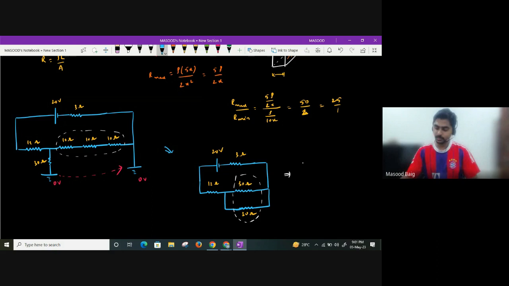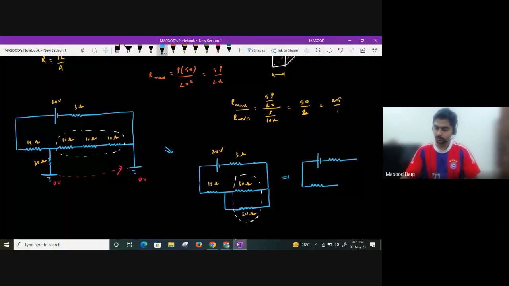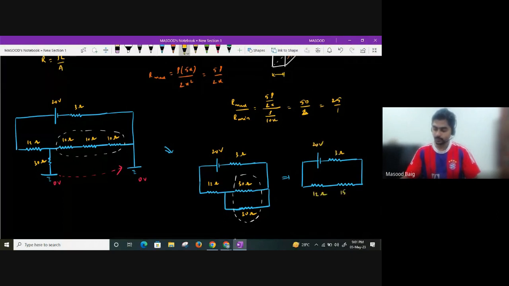So again, if I redraw, what will I get? If I redraw the circuit, I am going to get something like this. Here you will have 3 ohm, 12 ohm, and 15 ohm. So this is your 20 volt, 3 ohm, 12 ohm, and 15 ohm. As you can see, it is a closed circuit. Some current is going to pass. Current will be drawn from the cell, and to that current, the resistance offered by the circuit is the effective resistance. If I take 15, 12, and 3, all will be in series. So effective resistance I'll get as 30 ohm.